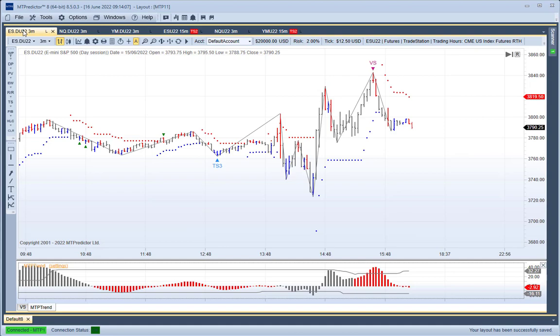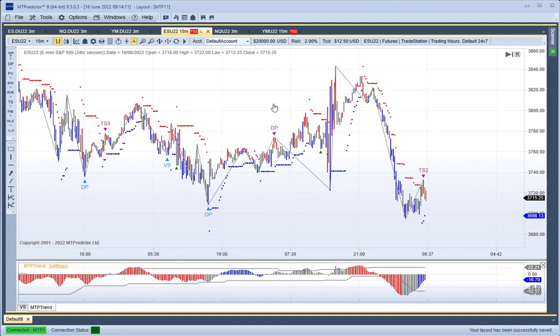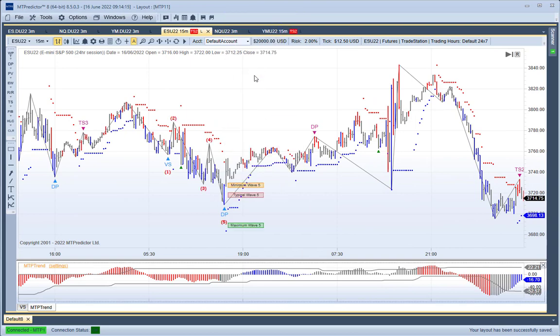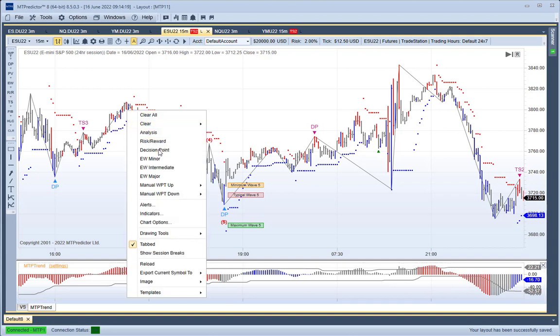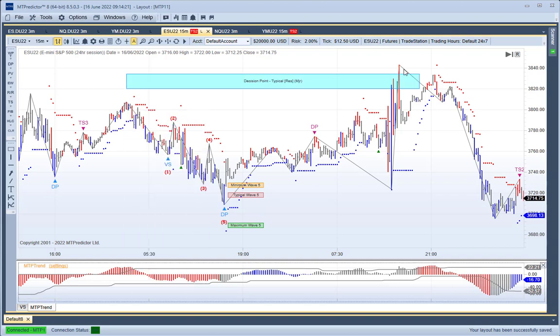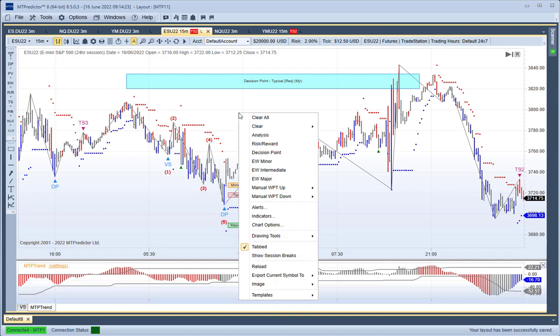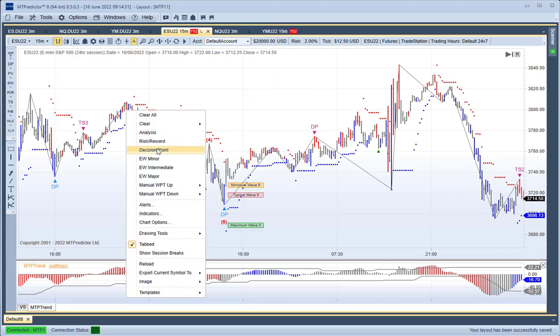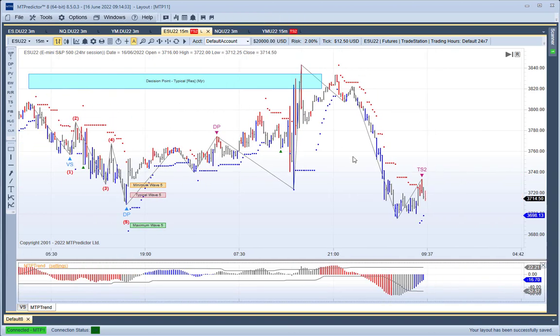Let's have a look on the ES. Same kind of thing. Here's our 15-minute chart. Here's our decline down into the low. Again, a 5-wave sequence. A DP from the start of the sequence, from that pivot, caught the high as well. So this is showing, whoops, I didn't mean to do that. Just put that back on again. So this is showing that the market is declining down.